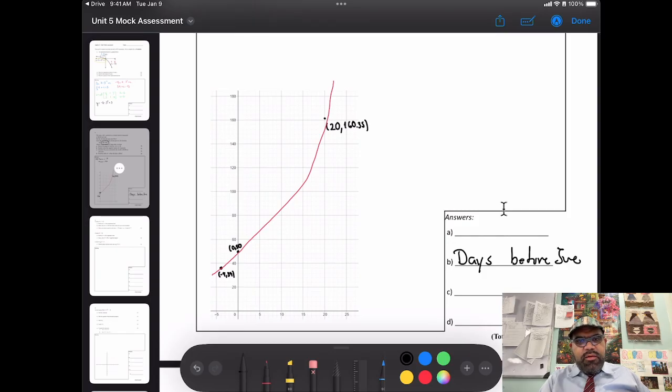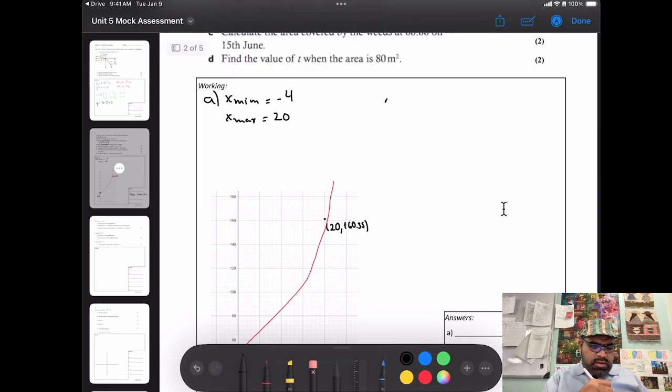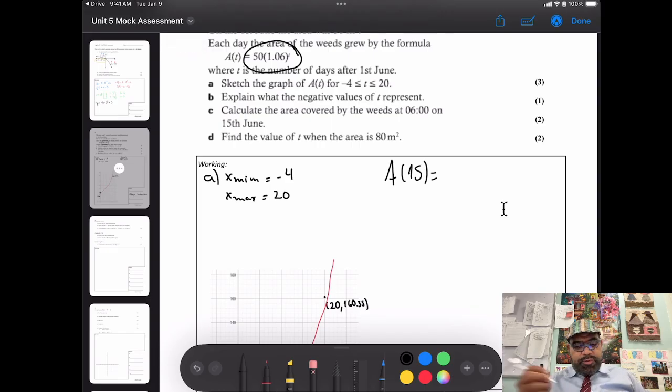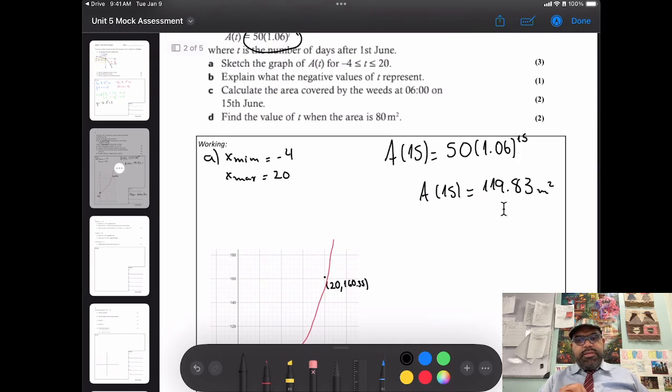And what else? C. We need to plug in which number there? T equals 15. Then A to the T, A of 15 equals. In the calculator, what do you type on the home screen? 50, 1.06 to the 15th power. Which number are you going to find? A of 15 is equal to 119.83 square meters.